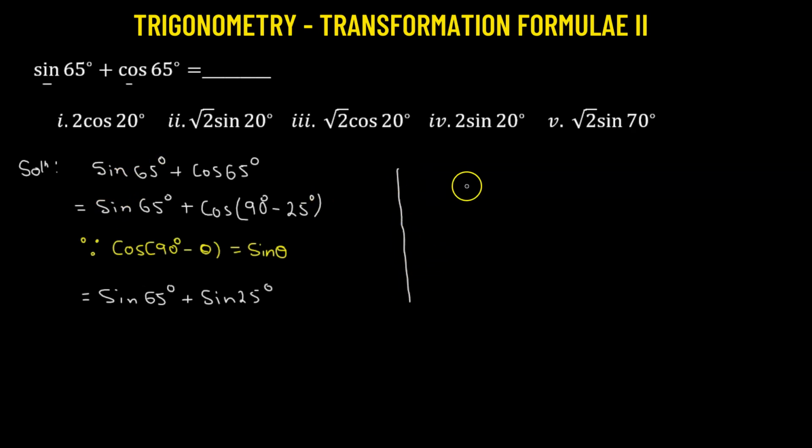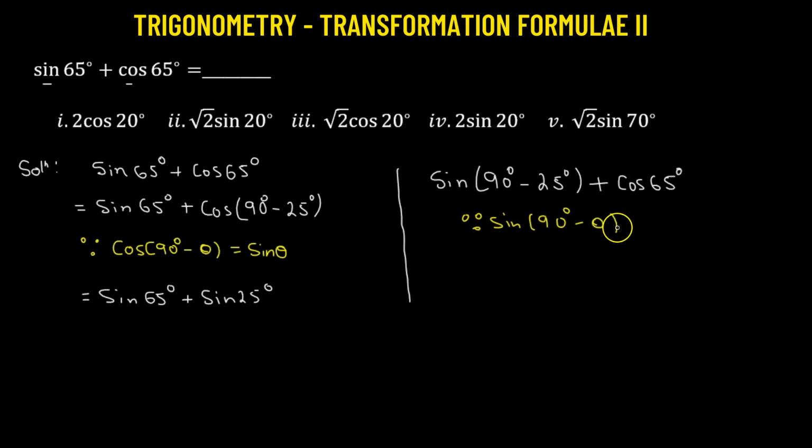So let's do that here as well. We have sine 65 degree, but what we'll do, we'll rewrite 65 degree of the sine as 90 degree minus 25 degree. But we're going to keep the second term as cosine only. We have cosine of 65 degree. Now we'll be using the fact that sine of 90 degree minus theta is equivalent to cosine theta, which means that our first term, sine 90 minus 25, will become cosine 25 degree. So we have cosine 25 plus cosine 65 degree. So we have successfully converted the first term, which was sine, to cosine, so that we have the sum of two cosine functions. Now we are ready to apply the transformation formula.